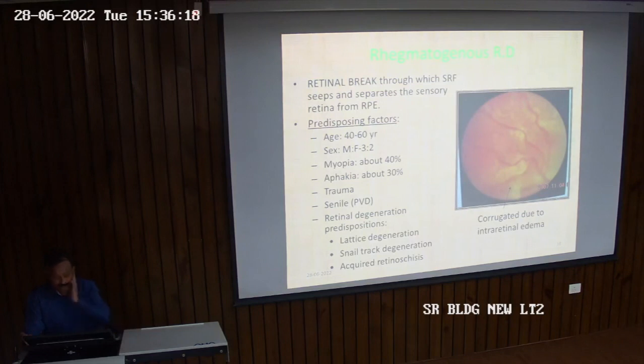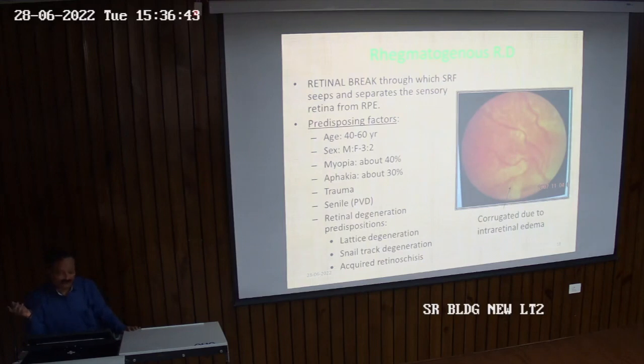Now we come to rhegmatogenous RD. As we told, rhegmatogenous RD means a retinal detachment which has occurred because of a break. There is a break through which the subretinal fluid goes inside or seeps inside and separates the sensory retina from the RPE, which causes the separation or detachment of the retina.